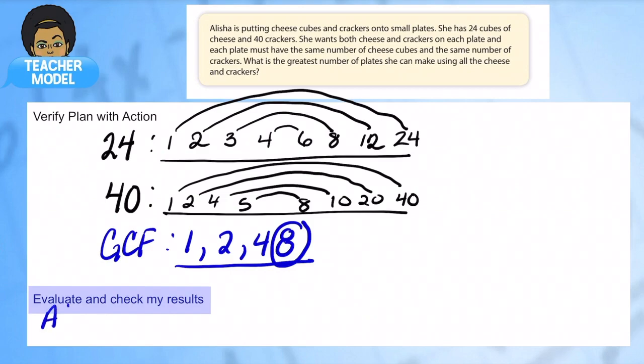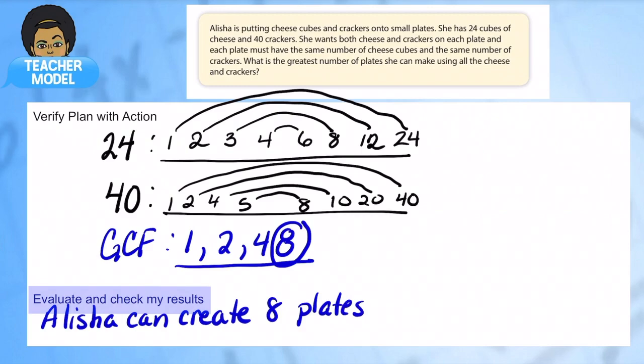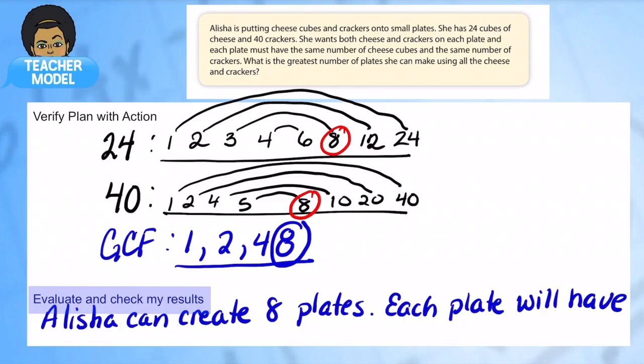So let's put that into a full sentence. Alicia can create 8 plates. And I'll go a little further. Each plate will have, and now think, for the 24 cubes of cheese, if she has 8 plates and you're giving that out, how much will each plate have? They'll have 3. Or I can just use my factor rainbow to kind of help me with this by looking at this factor pair.